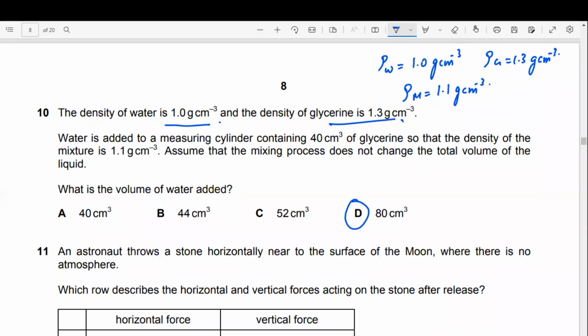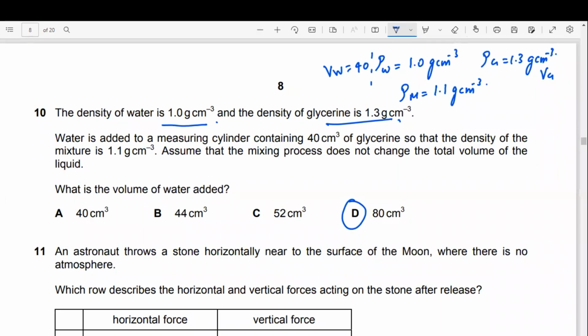अच्छा, you know that the volume of glycerine is 40. The volume of water is something that we need to find. That is x. अच्छा, अब आपको पता है कि the total density is 1.1. So you should know that 1.1 is the total density. So total density is equal to total mass over total volume.